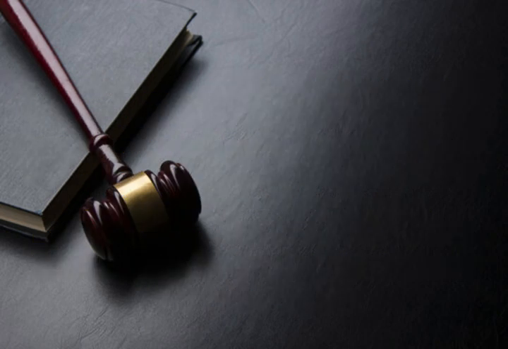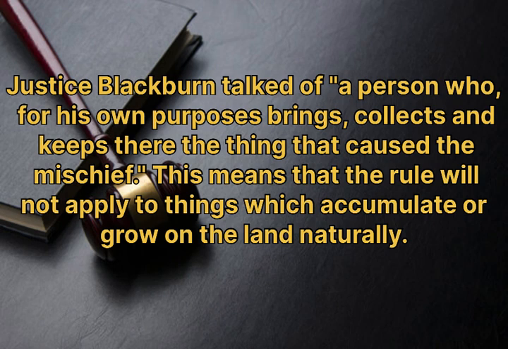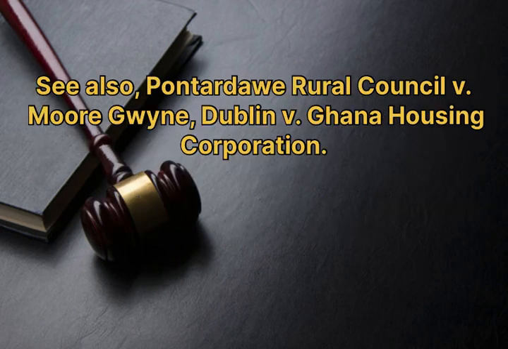The fourth element we are going to be looking at is accumulation. Justice Blackburn talked of a person who, for his own purposes, brings, collects, and keeps there the thing that caused the mischief. This means that the rule will not apply to things which accumulate or grow on the land naturally. See also Pontardawe Rural District Council and Moore, and Gwinnell and Dublin and Ghana Housing Corporation.